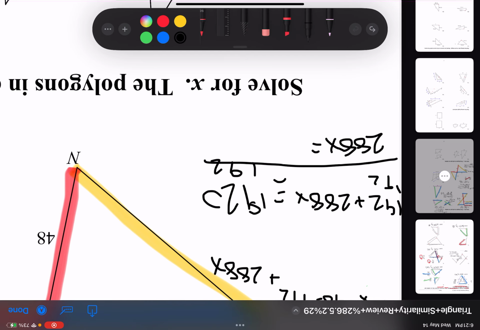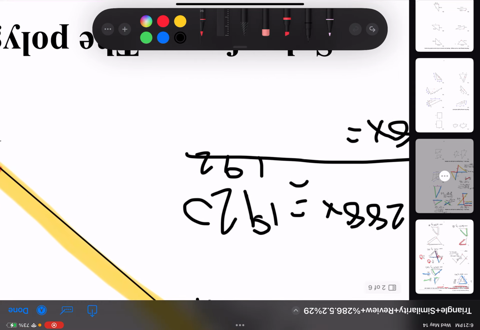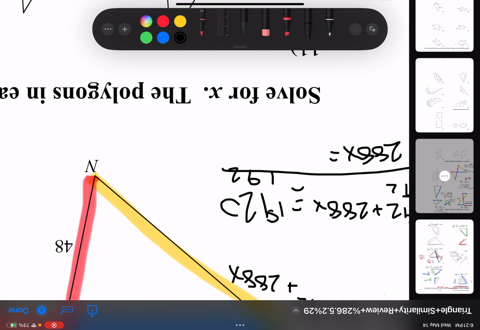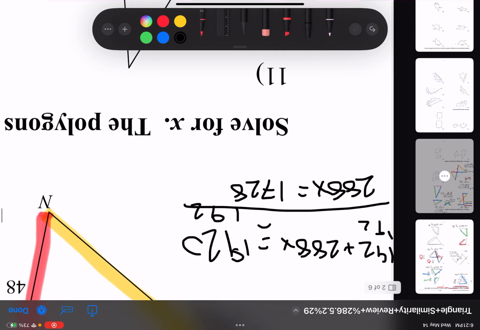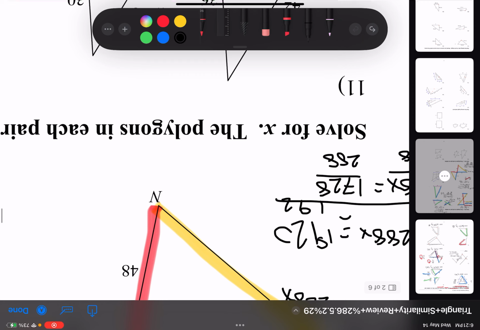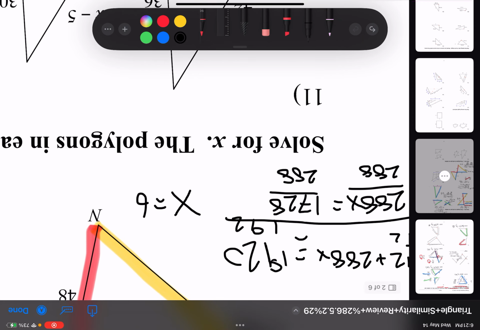It's equal to, we're doing the 1920 minus 192. Shut up. 1728. Now we get x by itself. Boom, boom. Boom, boom. And that is equal to x equals 6. Because this is just like this equals 6.